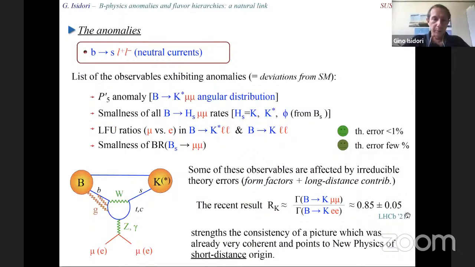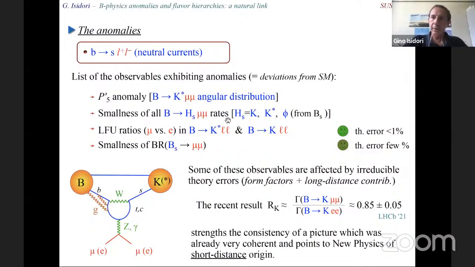So let's now look closer at the data. Let's first concentrate on this B to S, the neutral current anomalies. Here we have several observables that all point to the same type of dynamics. Some of these observables, for instance, the P5 prime anomaly, is related to the angular distribution of B to K star mu mu, and was the first historically to be observed. This is difficult to discuss because there is a lot of hadronic uncertainty.